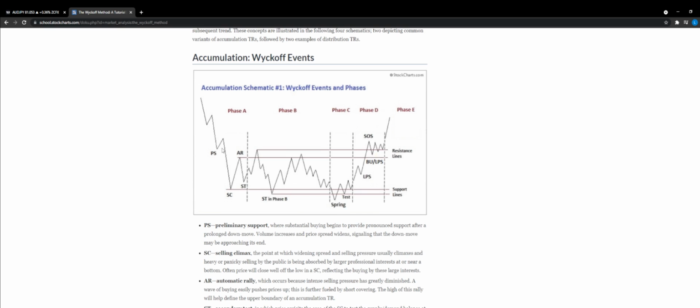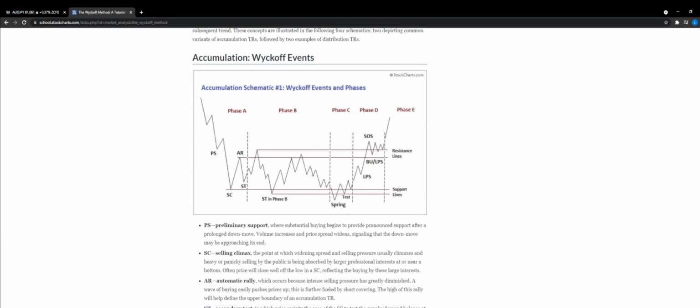So the preliminary support, as you can see, the PS, that indicates that some buyers are showing up, but still not enough to stop the downward move. Now moving on to the selling climax, that's formed by an intense selling activity as investors capitulate, and this is often the point of high volatility, where panic selling creates big candlesticks and wicks. Now the strong drop quickly reverts into a bounce or automatic rally to the AR, as the excessive supply is absorbed by the buyers.